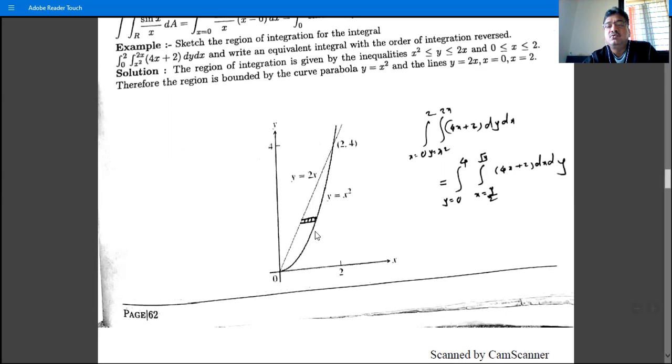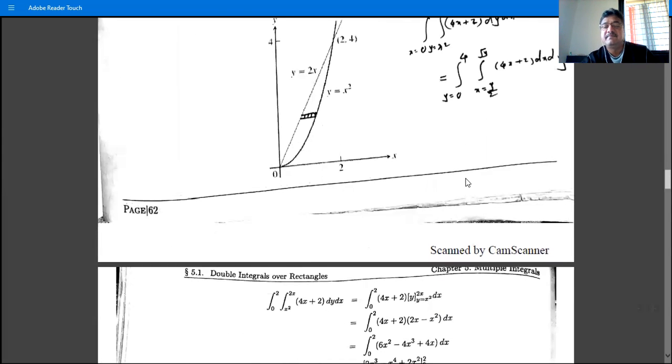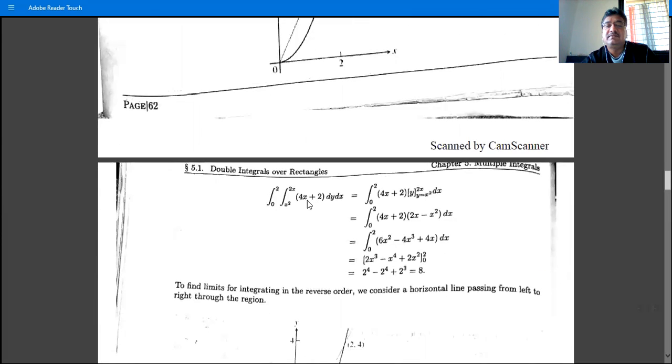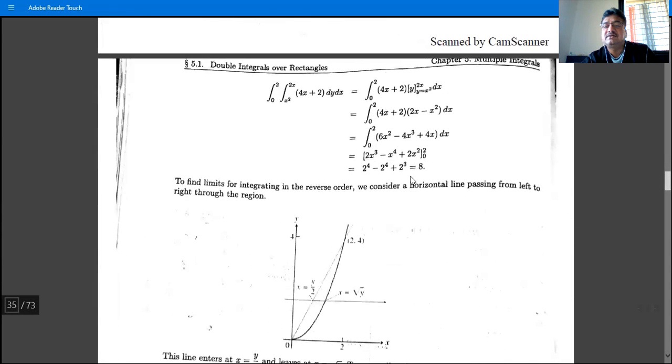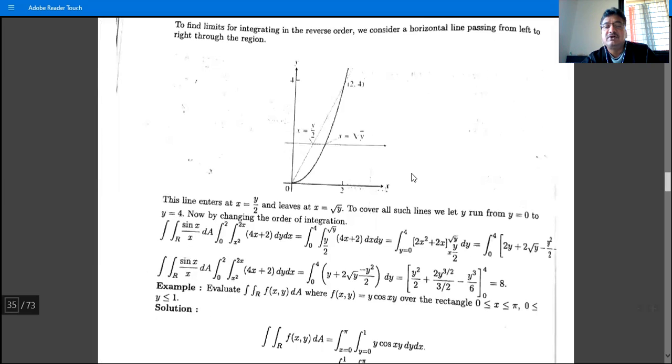And in order to cover this area, we have to move this strip from this point to this point, then this area is covered. So y runs from 0 to 4. So here is the change of order of integration. Then solve either by using this method, where the order remains as it is, then we have this answer. We can also reverse the order.